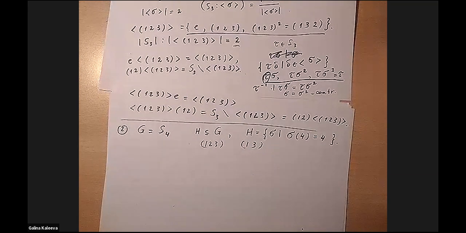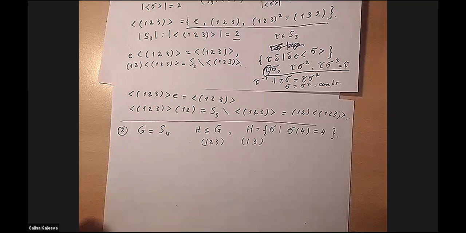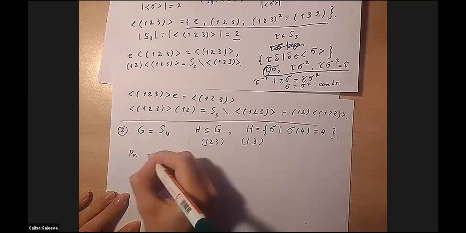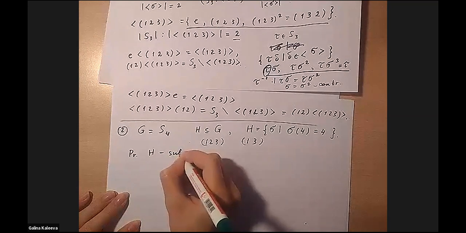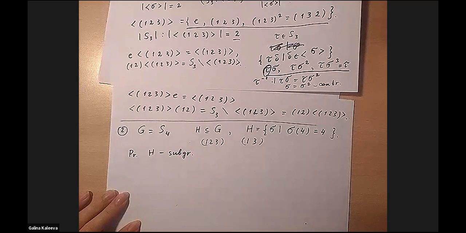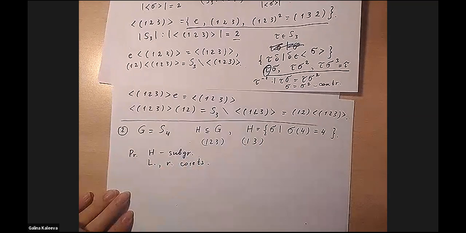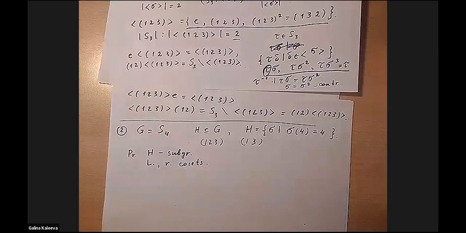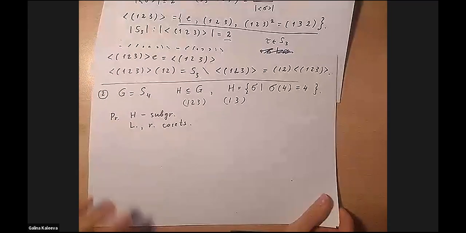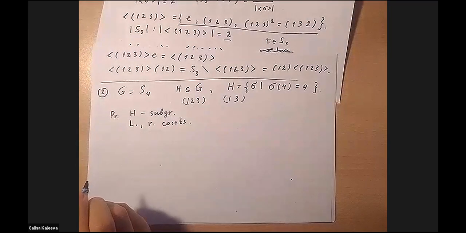You're right. Then, what shall we do? We have to show that H is a subgroup, strictly speaking. It's a subset now, but we have to prove that H is a subgroup, and we have to find its left and right cosets. First of all, we prove that H is a subgroup.